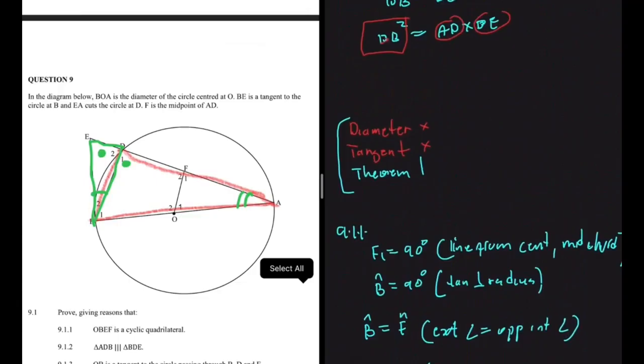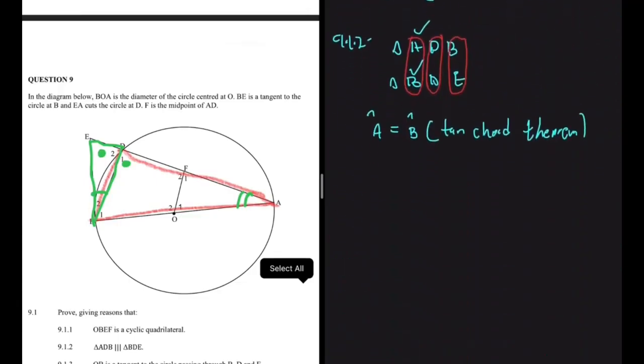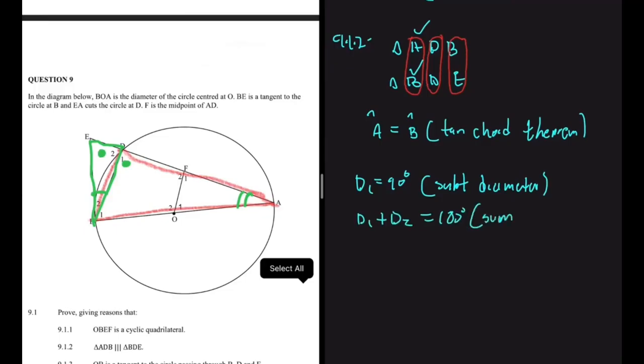We're going to use diameter in this question, right? Why are we saying diameter? Because D1 is equal to 90 degrees. Why are we saying it is equal to 90 degrees? It's being subtended by a diameter, right? But at the same time, D1 plus D2 should be equal to 180 degrees, right? This is the sum of angles on a straight line. So you can see here that consequently D2 will be equal to 180 minus 90, which is just 90 degrees.